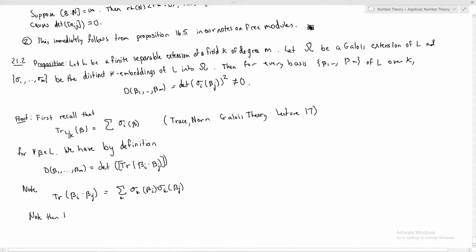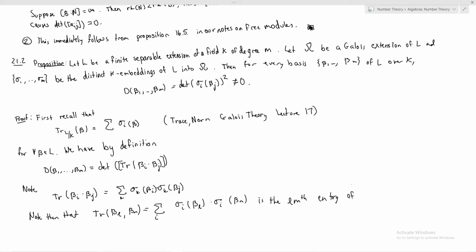Note then that something like the trace of beta l beta m, I'm just changing the variables here so that it makes it easier for me to think about, the sum over i of sigma sub i of beta l times sigma sub i of beta m, is the lm entry of the product of the following two matrices.